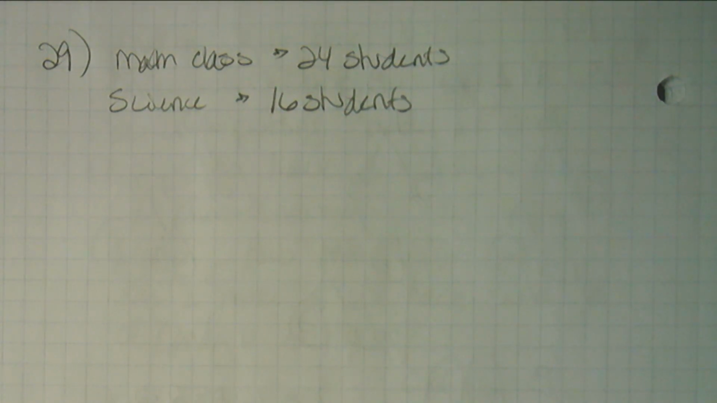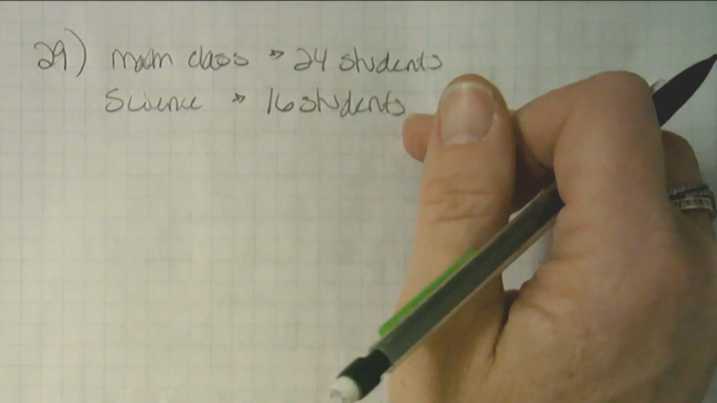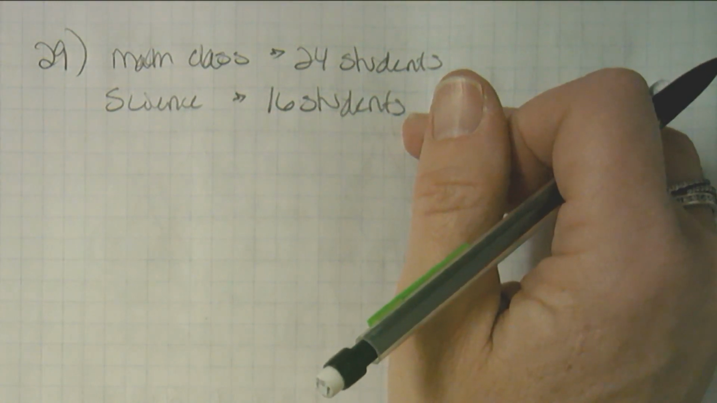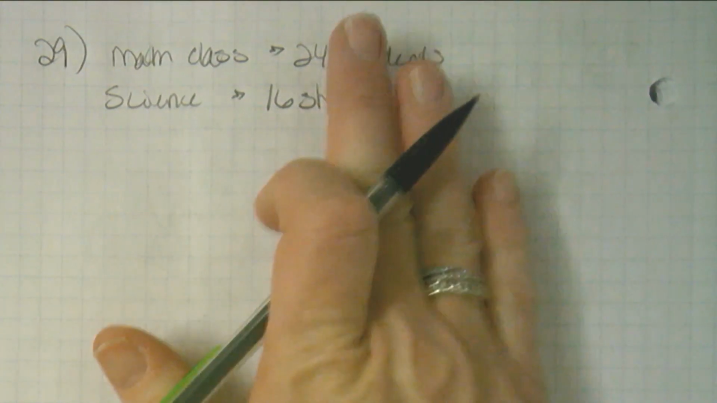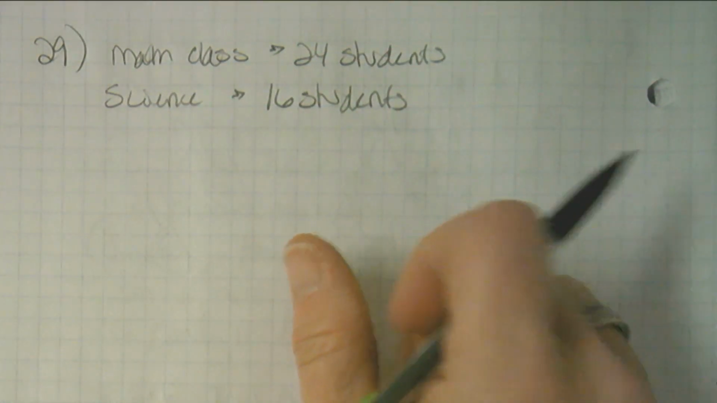When we have to do the rows and columns, they were asking for what are all the possible combinations of how we can arrange the students if we want to have them in rows with the same number of students in each row. That's when we do our rows and columns and we use our factors. That's not what this is asking for. I have two different groups, and then it says they need to divide them into groups of the same size. So I'm dividing these into the same size number of groups.